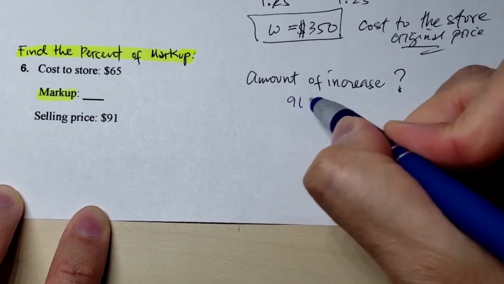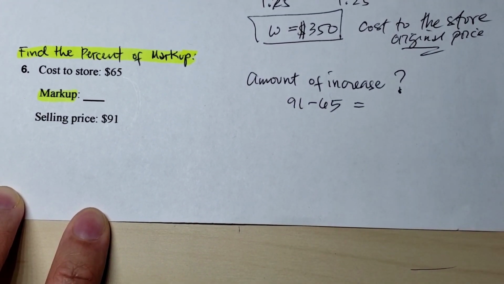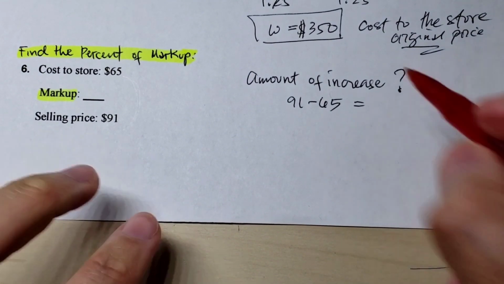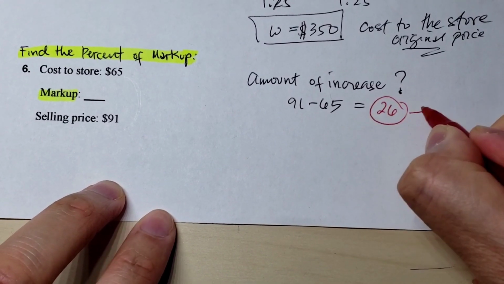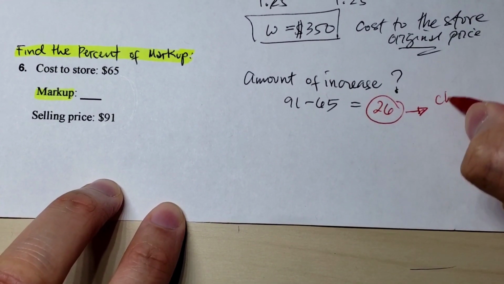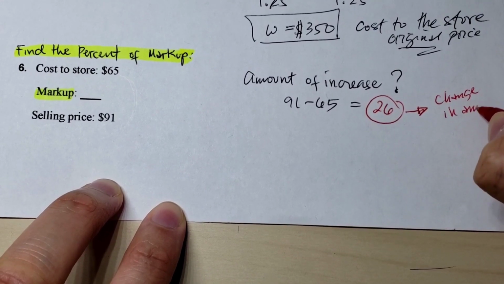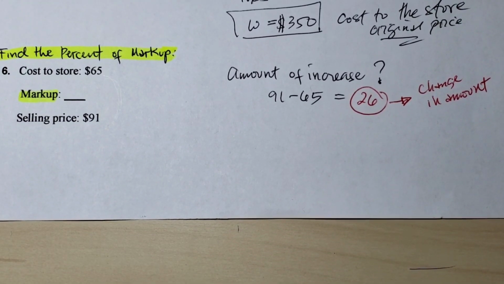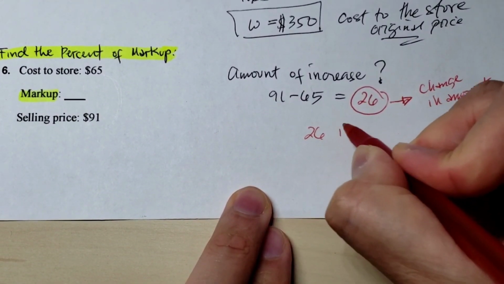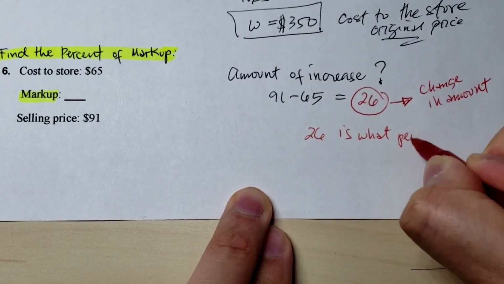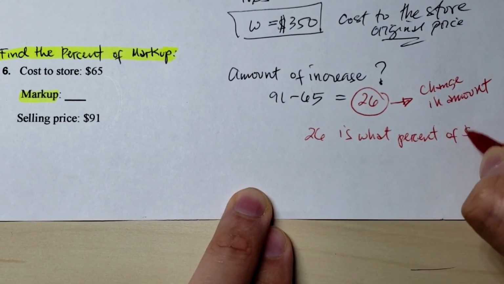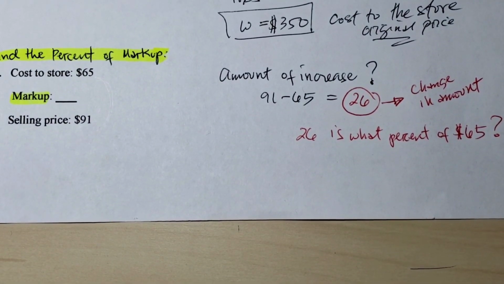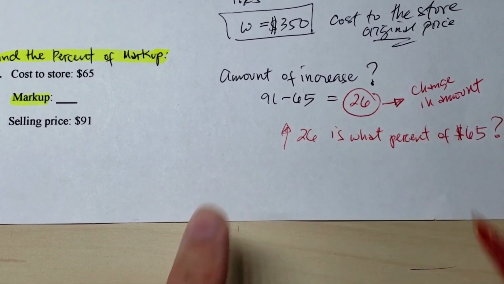So that's going to be 91 minus 65 is equal to... if you subtract 91 minus 65, that should give you what? Absolutely, $26, right? So $26 is the change in amount. So ask yourself, 26 is what percent of 65, the cost to the store? Because this is the amount of increase.